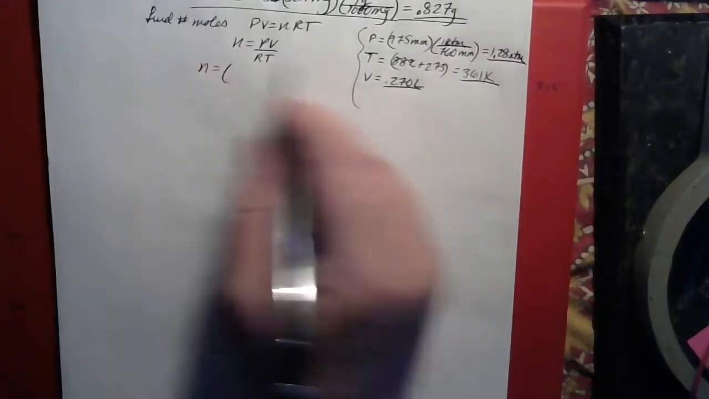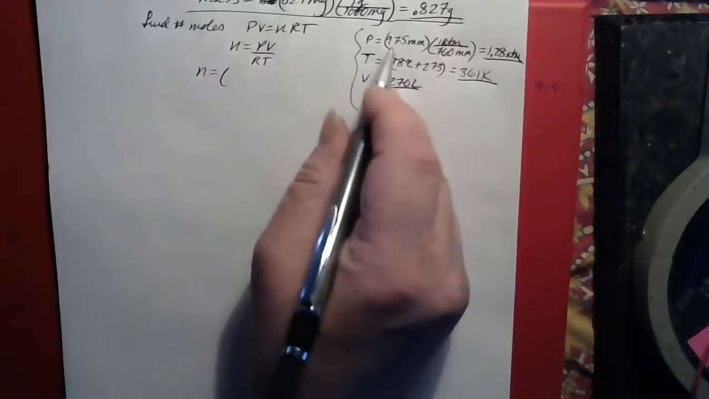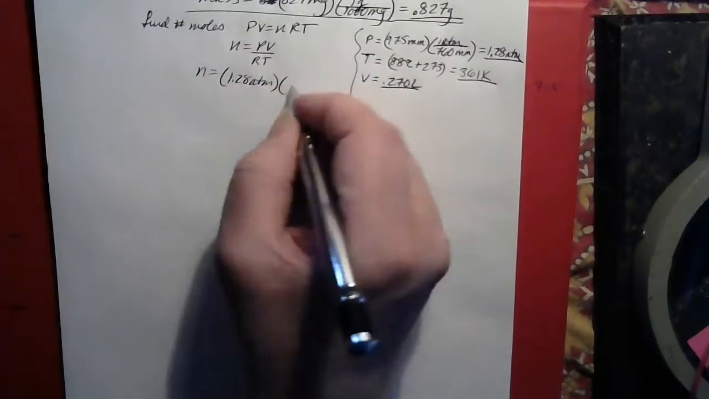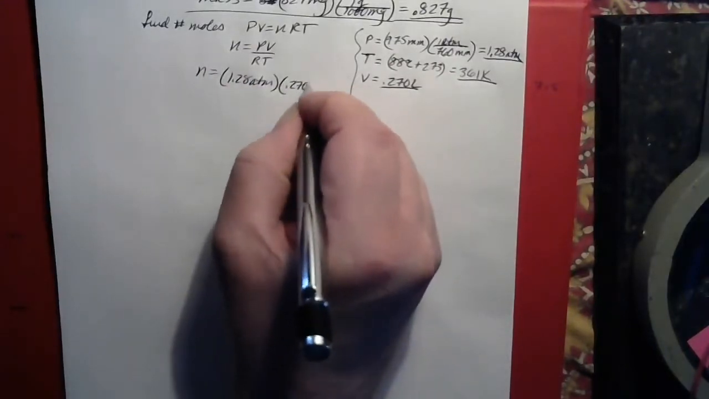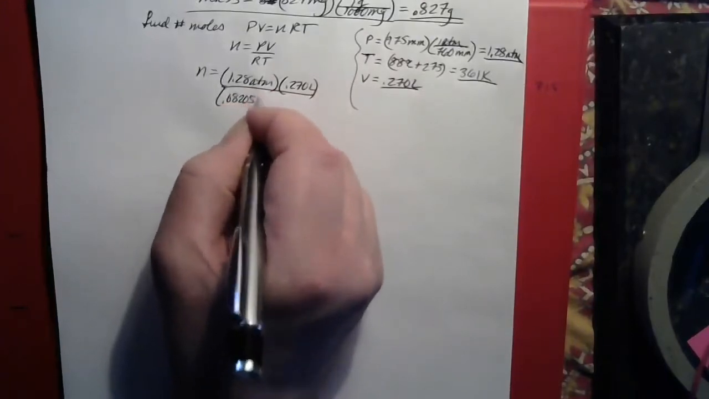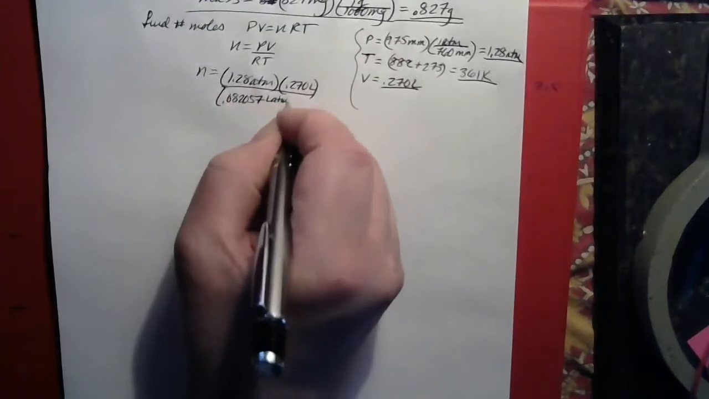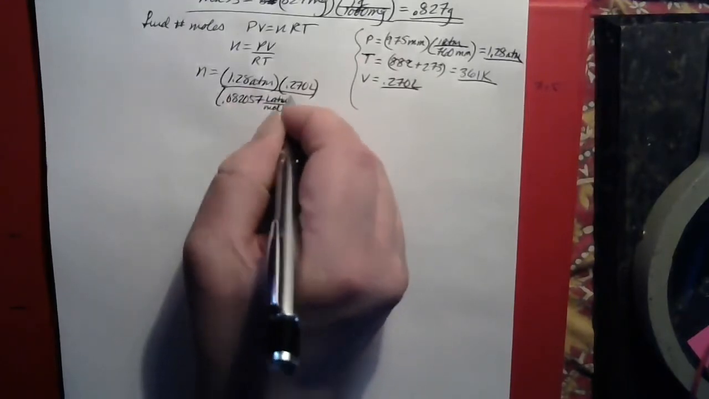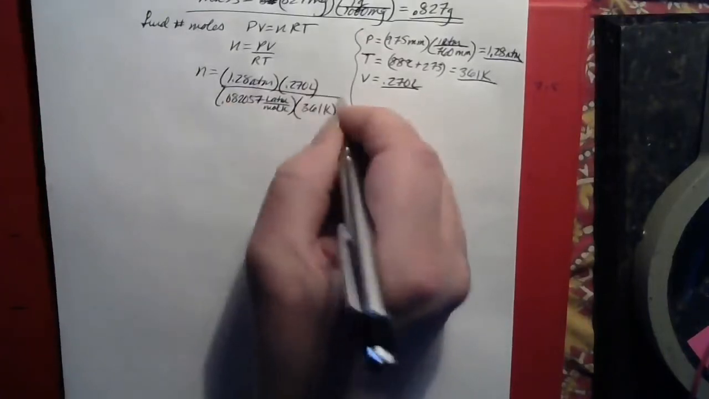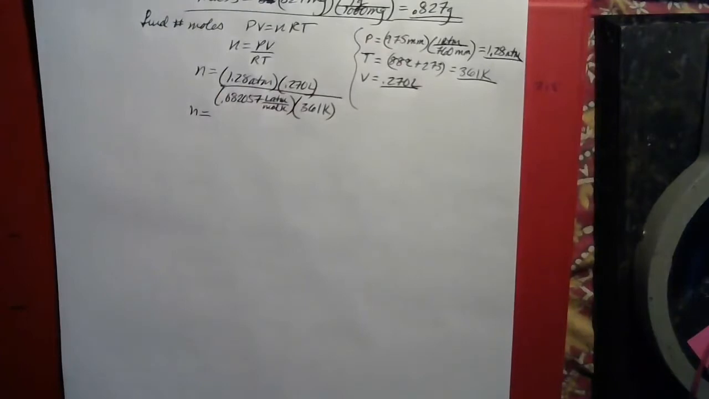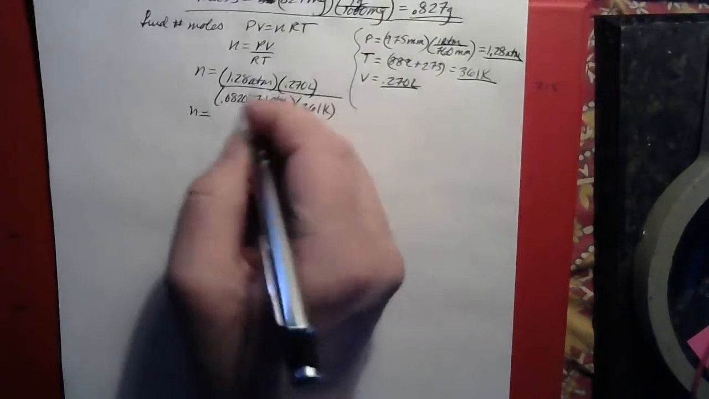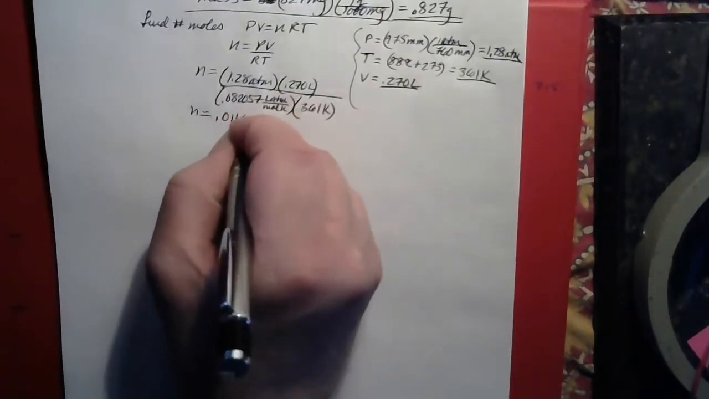So the number of moles n will be 1.28 atmospheres times 0.270 liters over 0.08257 liter atmospheres over moles kelvins, and T would be 361 K. So n ends up being 0.01167 moles.